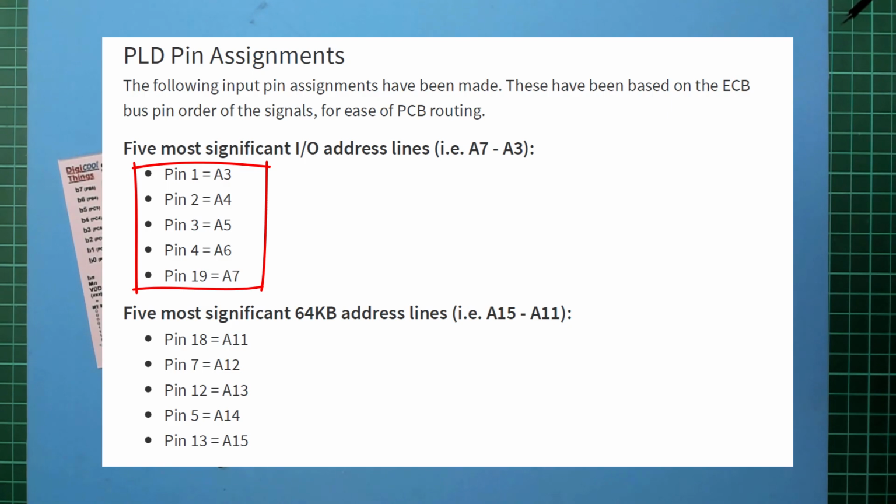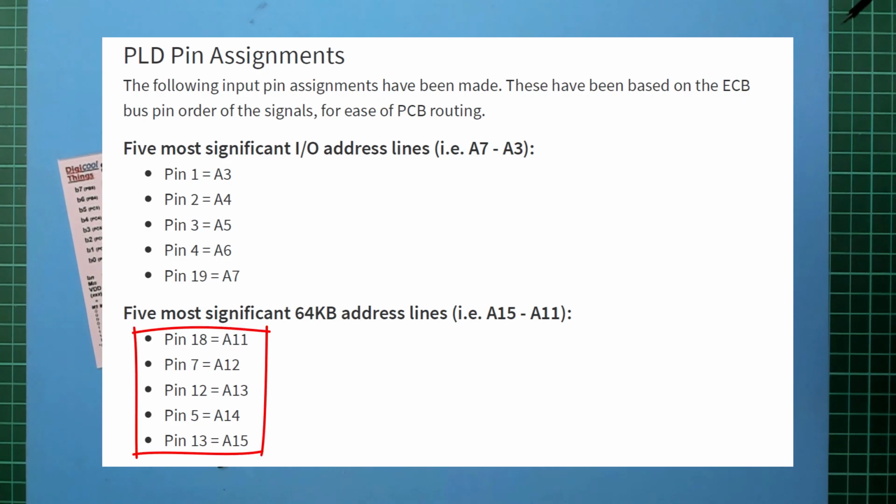Then we have the 5 most significant 64K address lines, i.e. A15 to A11. Pin 18 is A11, Pin 7 is A12, Pin 12 is A13, Pin 5 is A14, and Pin 13 is A15.